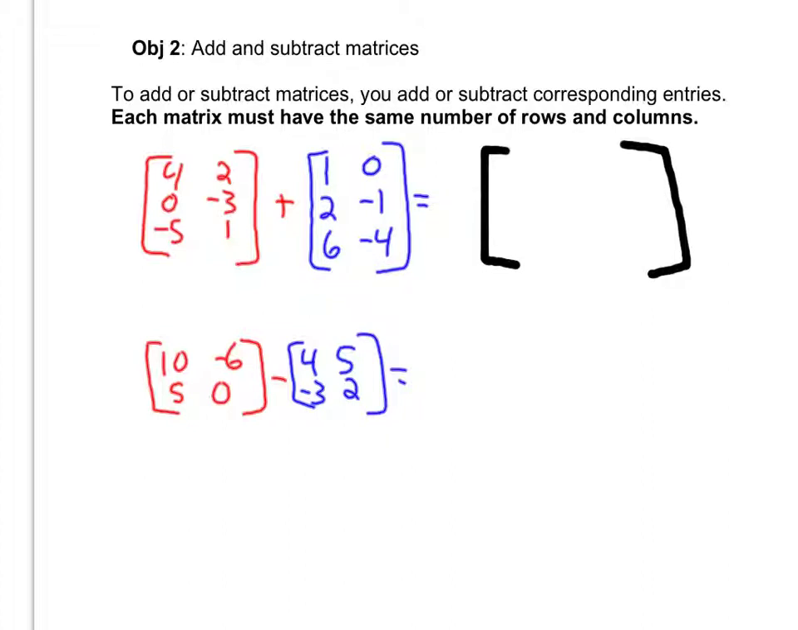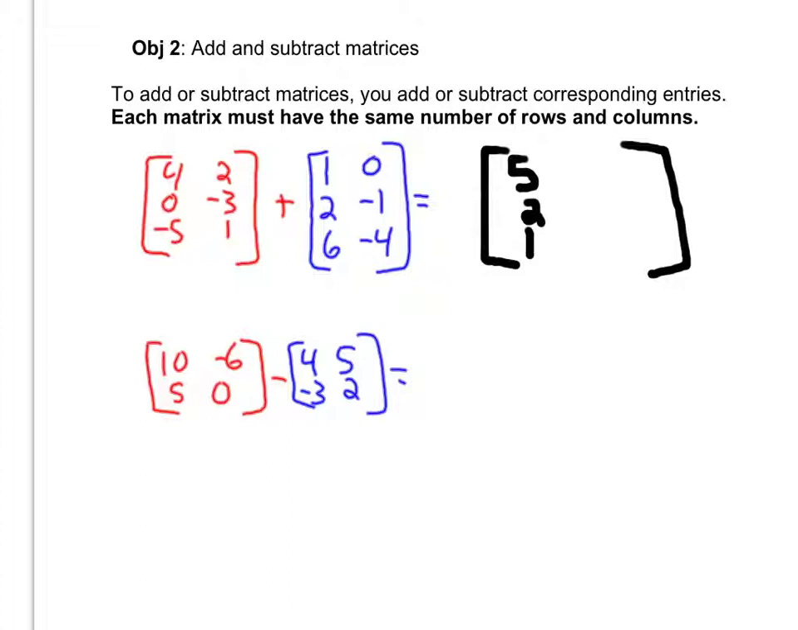Alright, well I've got a first row and first column. Okay, so I'm looking at the first row, first column of this one, and I want to add the first row, first column of this one. Well, 4 plus 1 gives me 5 in the first row, first column here. Then for this second row, first column, I want to take 0 plus 2. That gives me a 2 right here. And then for the next one, I'm going to take negative 5 plus 6, and that gives me 1.